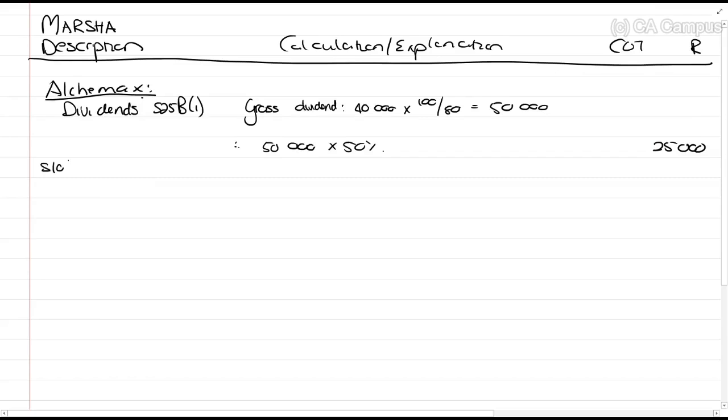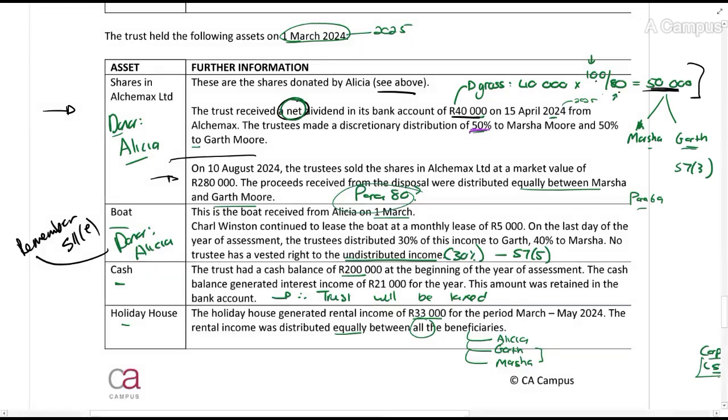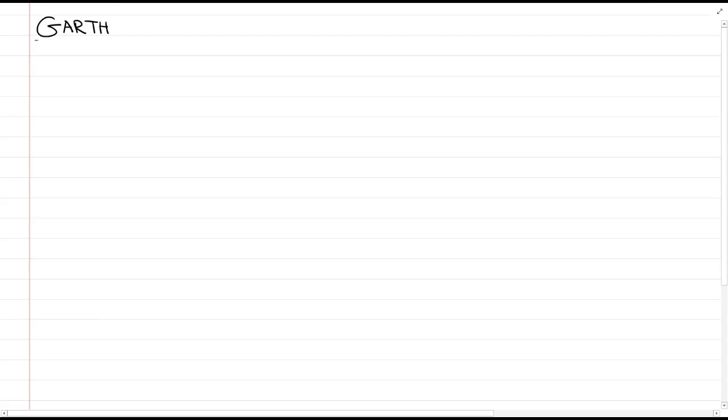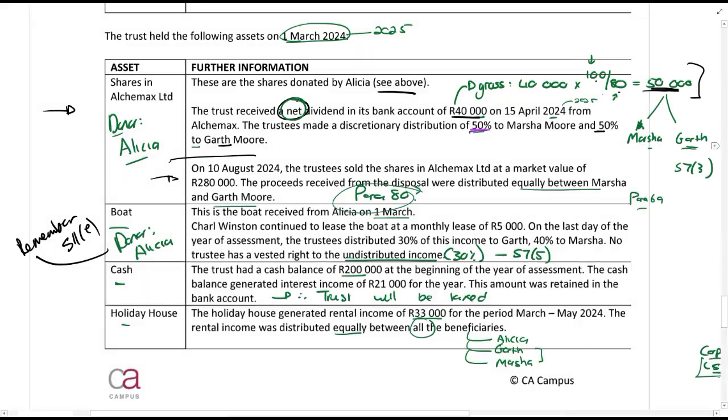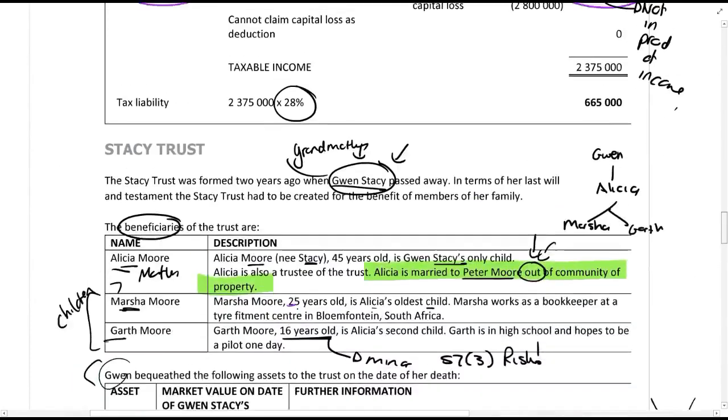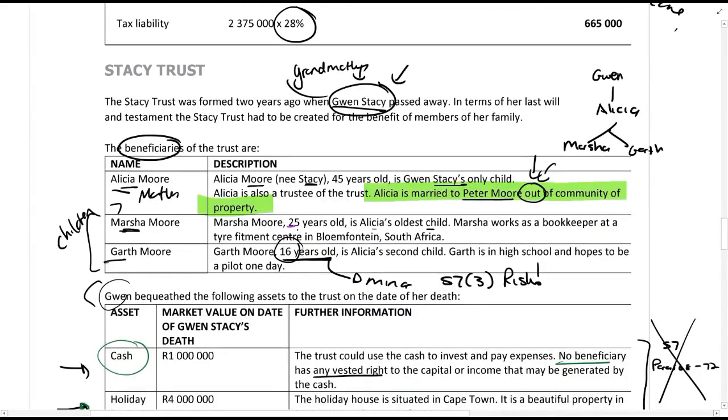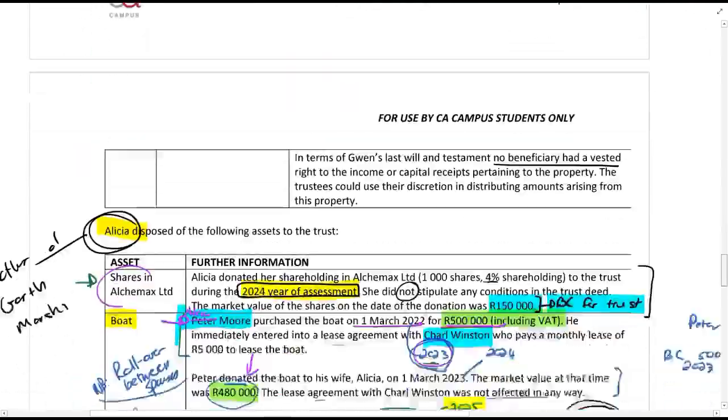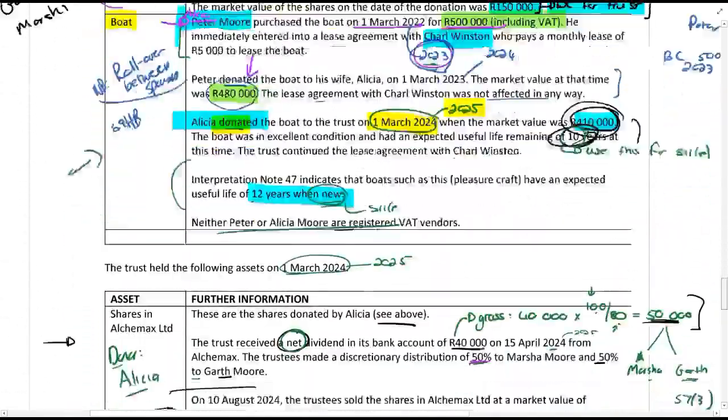That full amount is then exempt for her in terms of section 10(1)(k). Remember, you get all of the allowances and all of the exemptions and deductions that go with the amount that gets included. The other 50% goes to Garth. So here's Garth. Now who is Garth? Garth is also a child of Alicia, but Garth is 16 years old and a minor child. So there's a section 7.3 risk. We made a note to ourselves there.